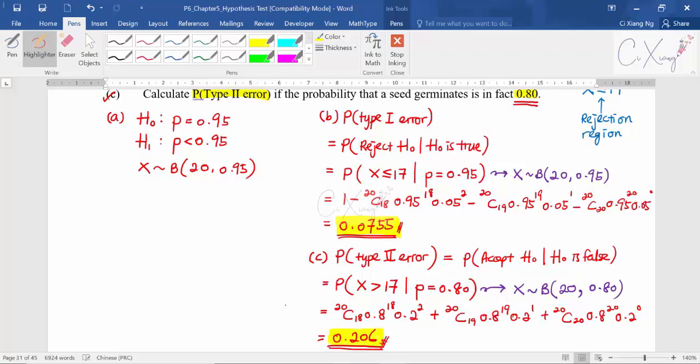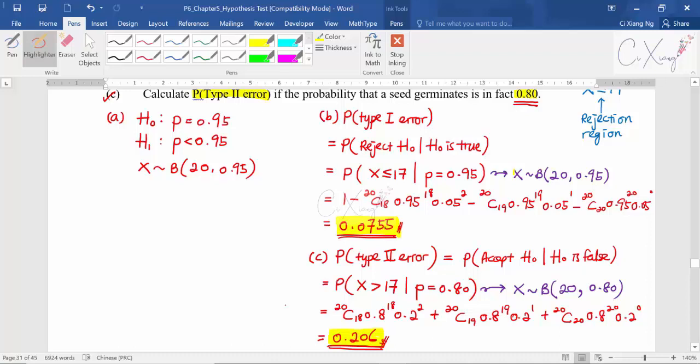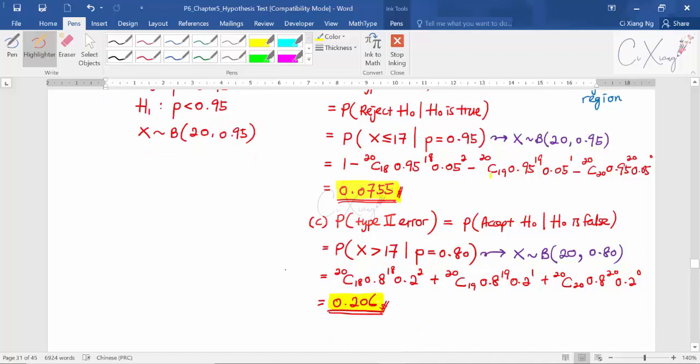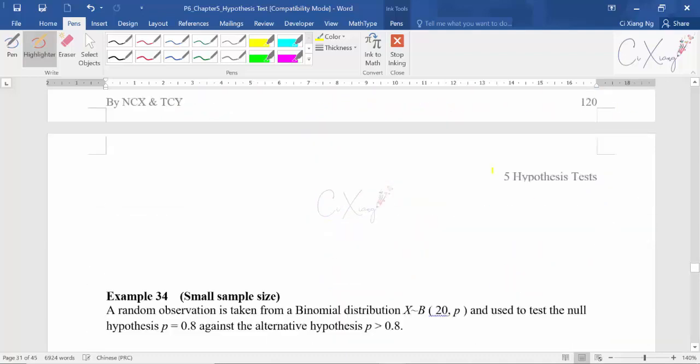You can see that in this example we mainly focus on how to calculate the type 1 and type 2 error in binomial distribution, and the rejection region is already given. When we calculate all the probabilities here, we are using the binomial formula, right? Because it belongs to binomial distribution. So this is what we have for example 33. Then now we continue further to example 34.